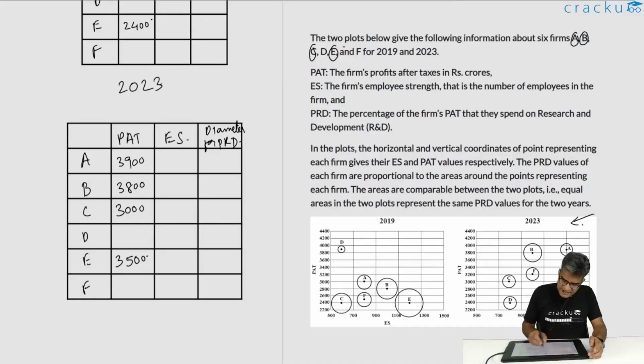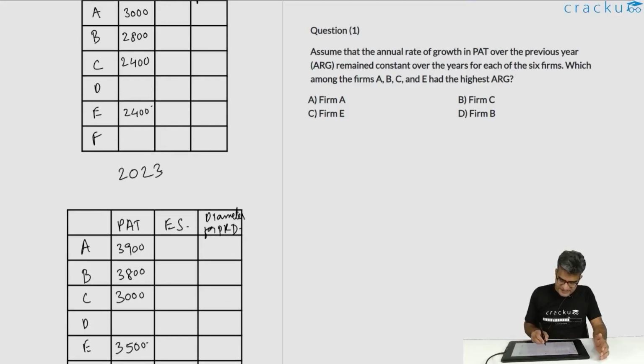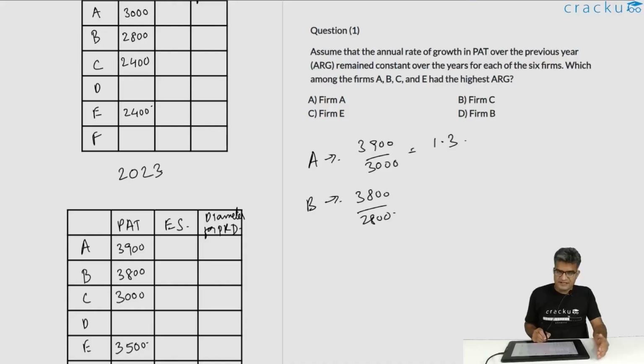Now we need the annual growth rate. So we'll compare the values for A, B, C, E. For A, it is 3900 divided by 3000, which is equal to 1.3. For B, it is 3800 divided by 2800, which is 38 divided by 28, which is 19 divided by 14. 19 divided by 14 will be approximately 1.35. You can use your calculator to calculate it.